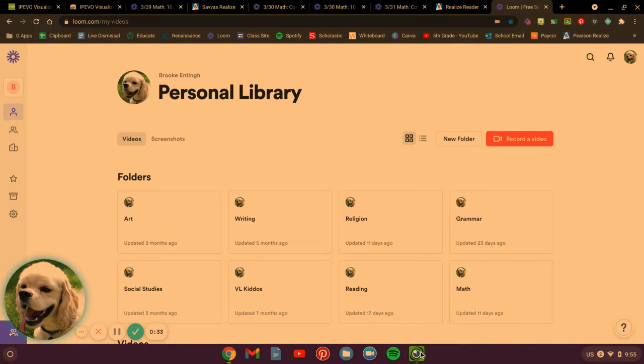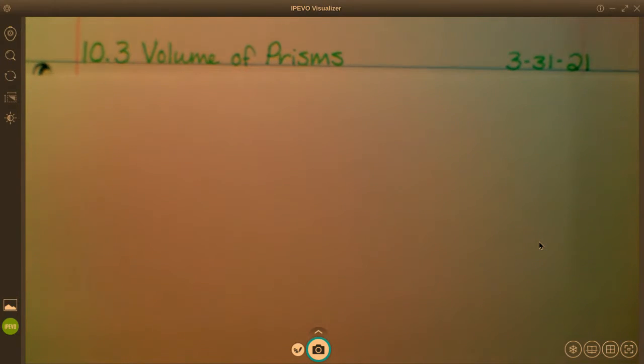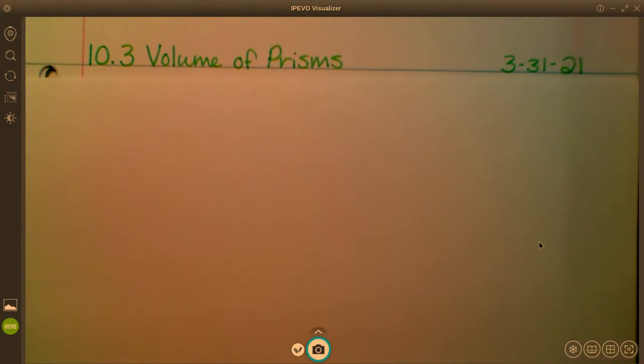So today we are titling our notes 10.3 Volume of Prisms and today's date is 3/31/21. So 10.3 Volume of Prisms, 3/31/21.